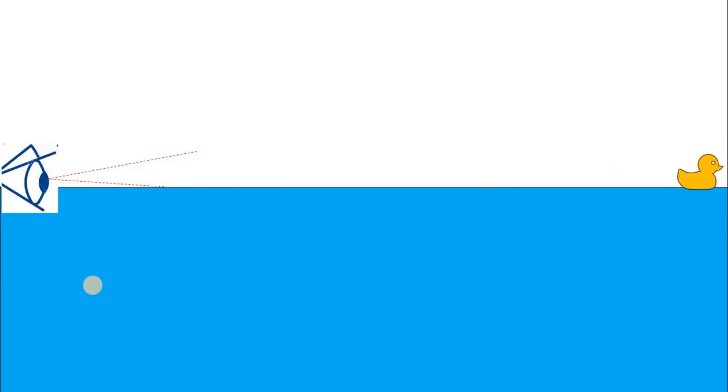If we move the duck across the screen, it remains in the field of view. It doesn't go below the surface, it doesn't go above the surface, it remains on the surface. Its angular size reduces considerably. The angle between these two lines is much smaller than the angle between the two lines when the duck was closer. So it appears smaller in our field of view, but it does not go below the surface.